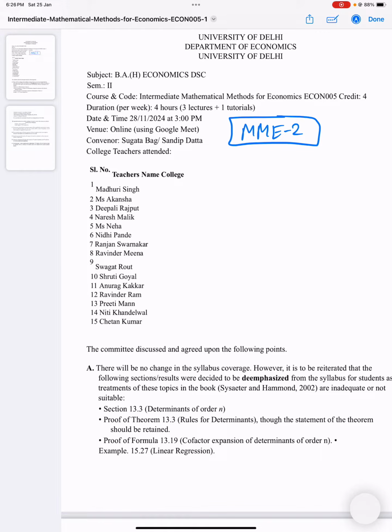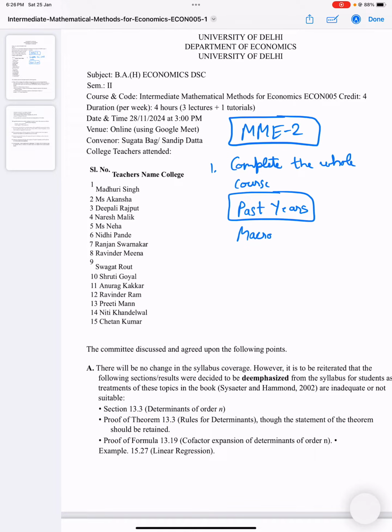Also, for MME-2, I'll complete the whole course. I'll teach you the whole course in the online manner only. And I'll be solving past years as well. Past year I'll solve at the end. I'll solve past years for macro as well and stats 2 as well.